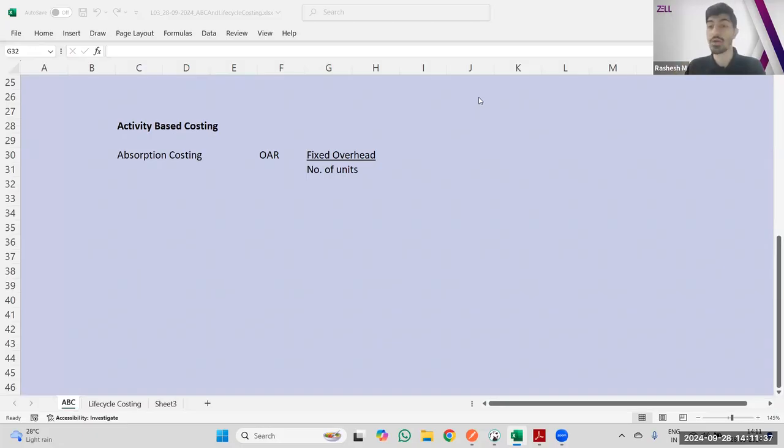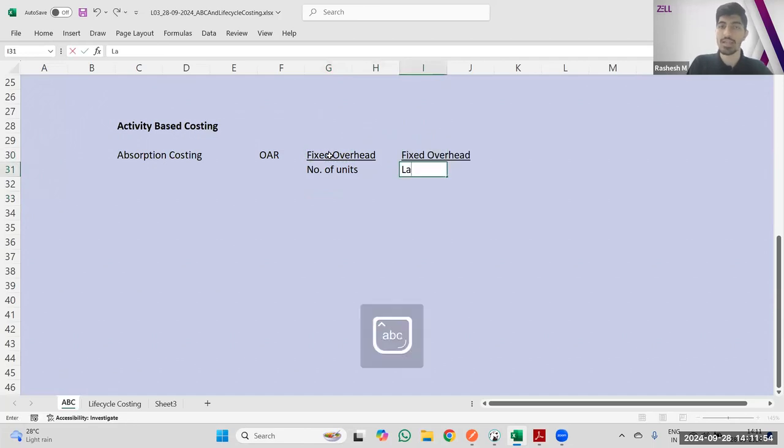When you have multiple products in your company, you have to see what your processes are. Some businesses, some products are labor intensive. Some businesses, some products are machine intensive. So in OAR, it can also evolve as fixed overheads divided by labor hours, or it can be fixed overhead divided by machine hours.